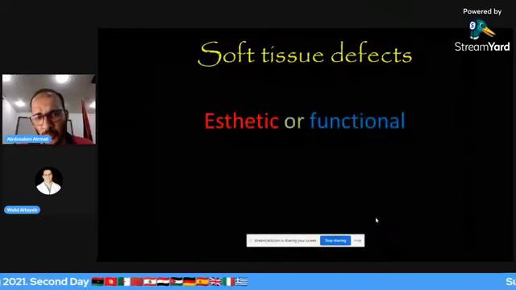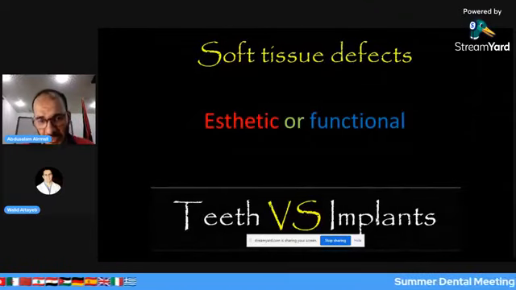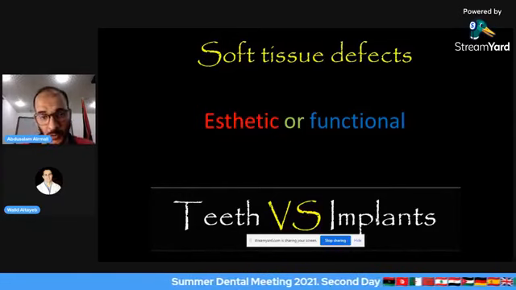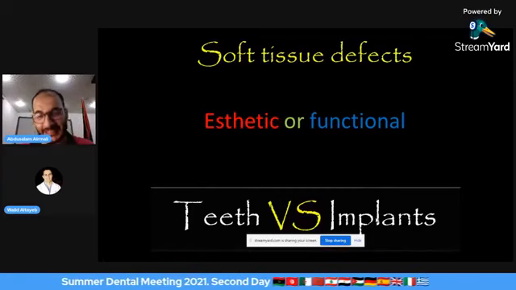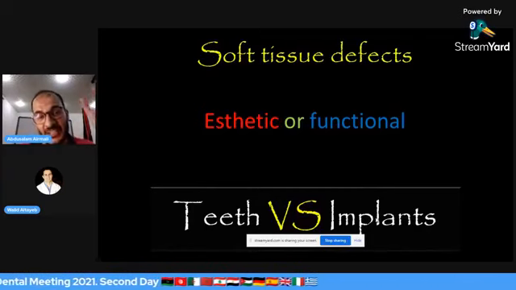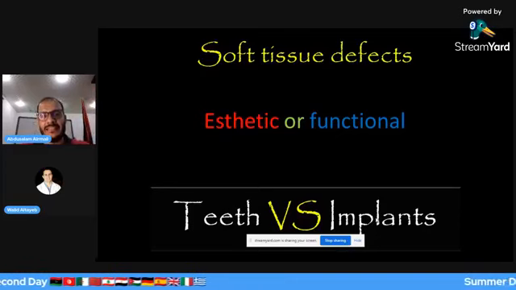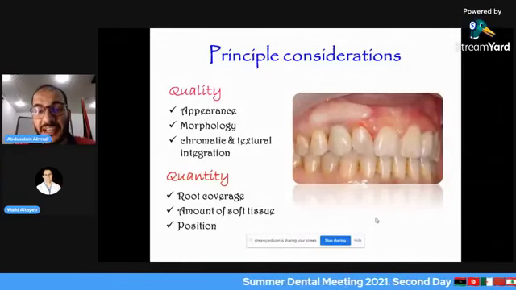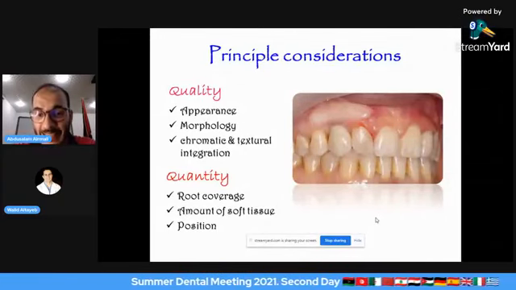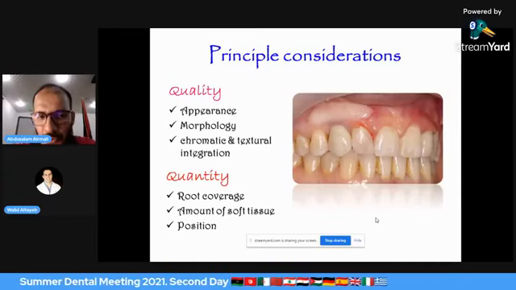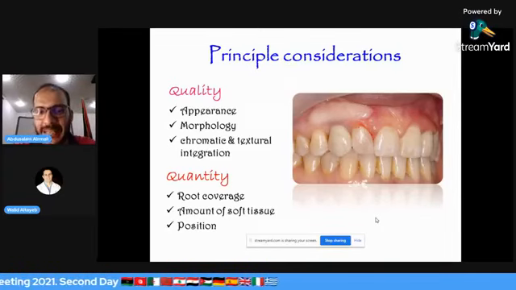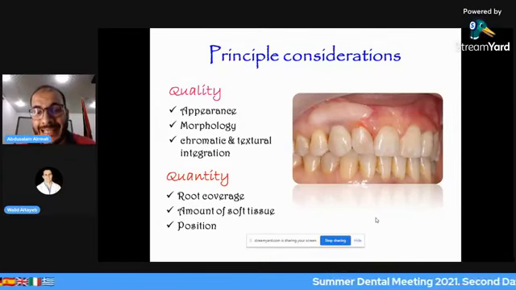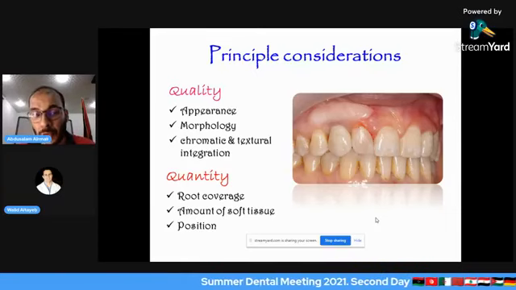You have to bear in mind there are aesthetic indications and functional indications. The free gingival graft is mainly used around teeth and around implants for functional reasons, not for aesthetic reasons, as we can see in this case. So the principal consideration is first the area of the grafting. If the area is in an aesthetic zone, it is not allowed: you cannot use a free gingival graft to hide the implant shadow or abutment shadow, or to increase the keratinization around implants or around teeth.